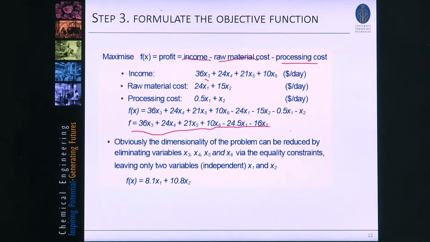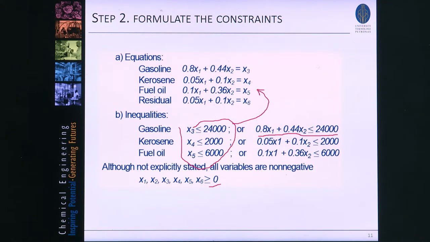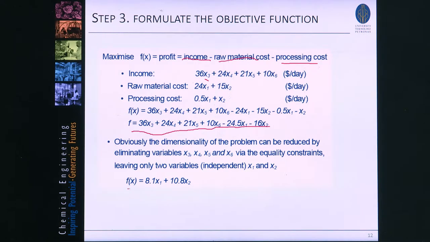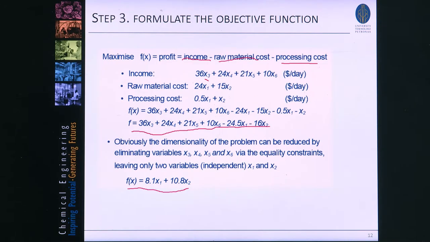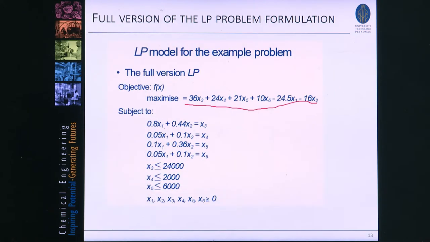If we eliminate X3, X4, X5, and X6 based on this, so we know X3, X4, X5, and X6 in terms of X1 and X2, we get the following equations. If you combine them all, we have maximizing the profit, which is these equations. This comes from the bigger versions, this one. And then we have the whole constraints put together, and we see the constraints from gasoline, kerosene, fuel oil, and residues with limits of gasoline, fuel oils, and kerosene and fuel oils.